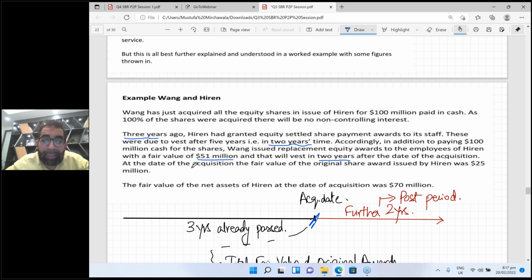Okay, at the date of acquisition, the fair value of the original share award issued by Hiren was 25 million. Now wait, just throw out the parent company from this deal. First of all, remove the parent company from this deal. Leave it. Think of the company and its employees individually.